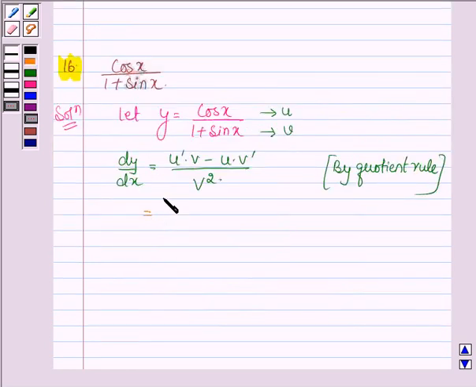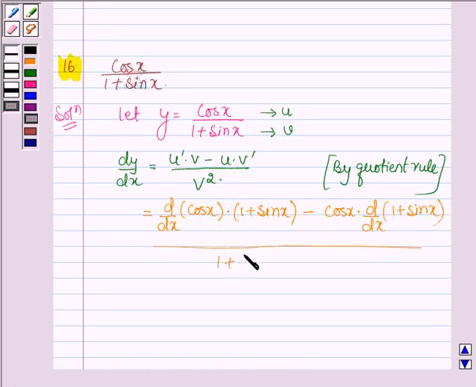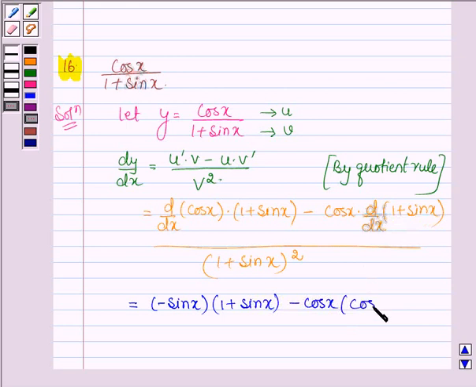Now this is further equal to u dash, that is derivative of u, d/dx of cos x, into v, 1 plus sin x, minus u, that is cos x, into derivative of v, that is 1 plus sin x, and in the denominator we have v square, that is 1 plus sin x whole square. Now this is further equal to derivative of cos x with respect to x is minus sin x into 1 plus sin x, minus cos x into derivative of 1 plus sin x is cos x, upon 1 plus sin x whole square.